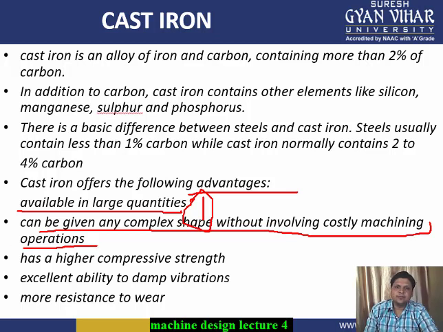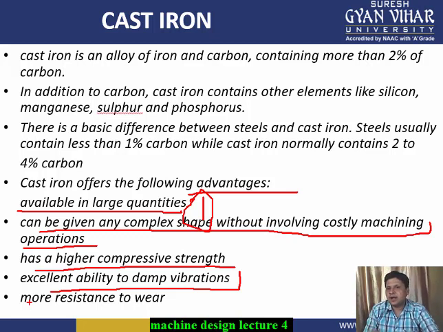Second, it has higher compressive strength. The compressive strength of cast iron is high, so it has a very excellent ability to damp vibrations, and therefore you would have seen that the base of all the machine tools is made of cast iron. Why? Because it can bear high compressive load. If you stand on it, or if a structure is made above it, it can bear that load, and it can also damp vibration. It is more resistant to wear. Therefore cast iron is an important item, and for design purposes the properties of cast iron should be known to you.